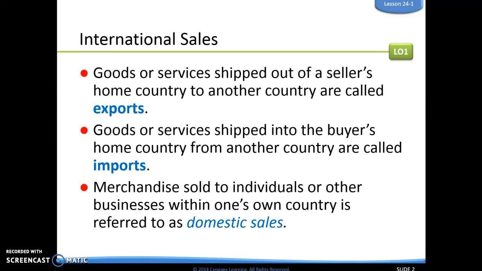Merchandise sold to individuals or other businesses within one's own country is referred to as domestic sales. So that's what we've been dealing with before, domestic sales. We haven't talked about doing any selling or buying from outside the country.